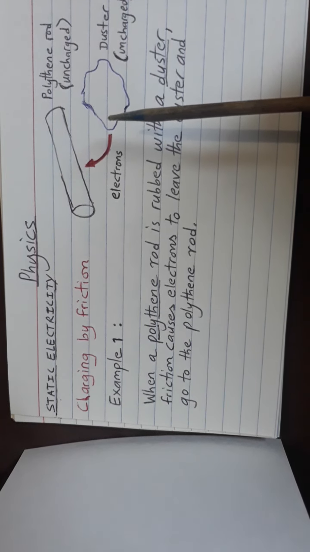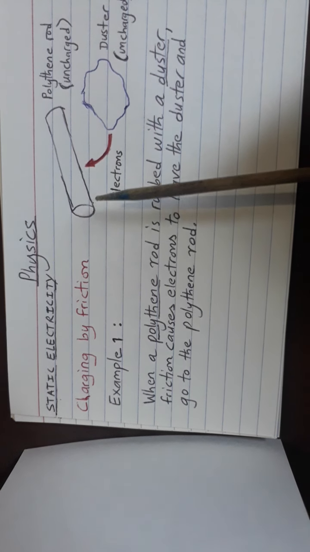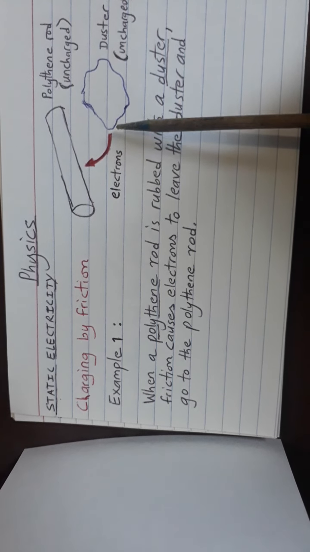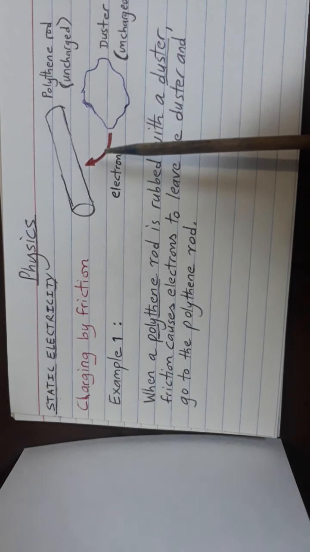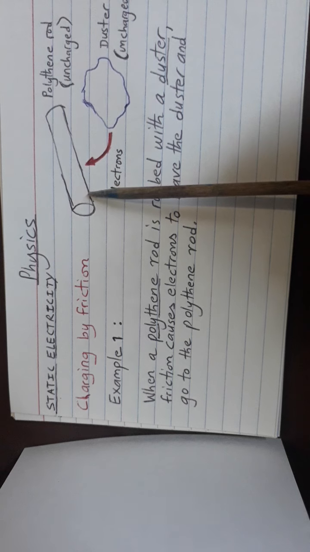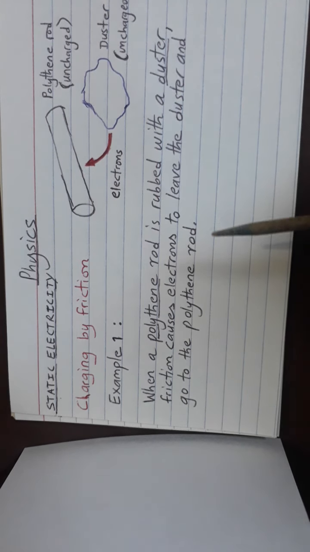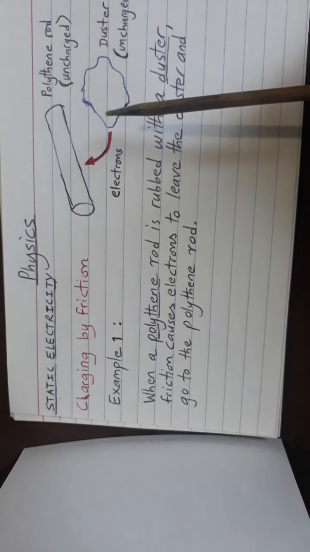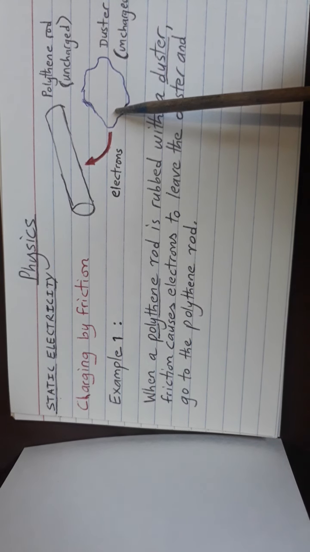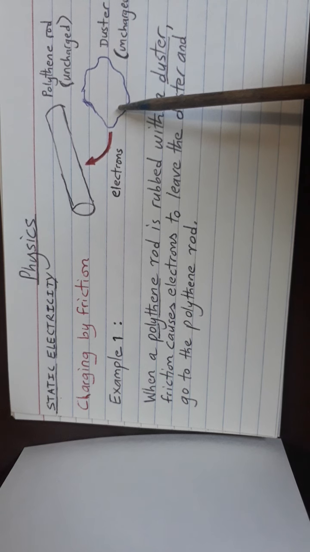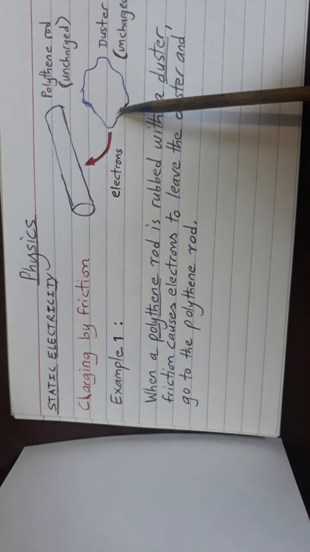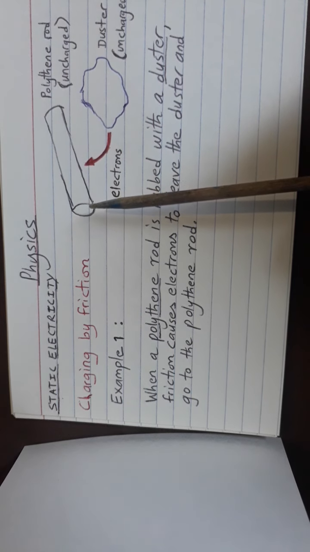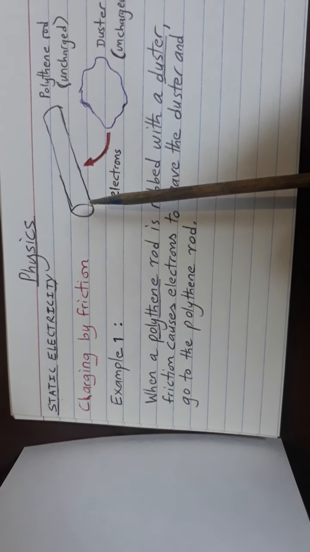Alright, so what happens is that when the rod is rubbed with the cloth, electrons from the cloth move to the rod. Right? So obviously if electrons leave, the cloth will become positive and the rod will become negative.